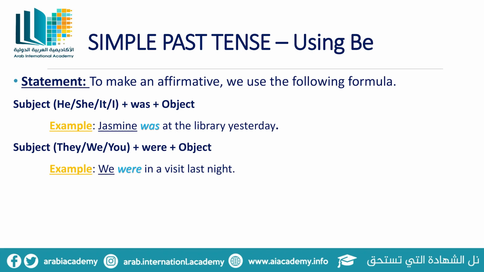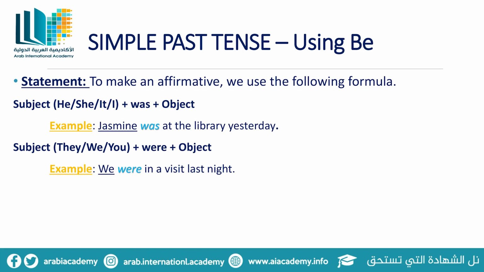For example, Jasmine was at the library yesterday. Jasmine is the subject and it refers to the pronoun she. Then we added the verb to be in the past, which is was, and then the rest of the sentence. And this happened yesterday in the past. So instead of is, which is in the present tense, we change it to was in the past tense. If we have a subject like he, she, it, or I.